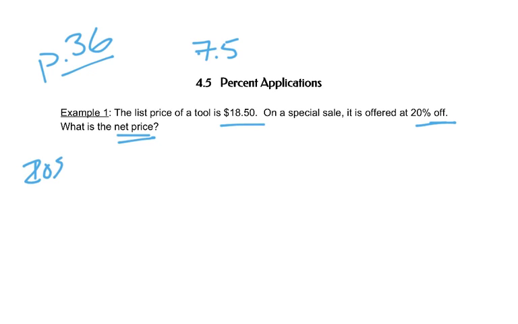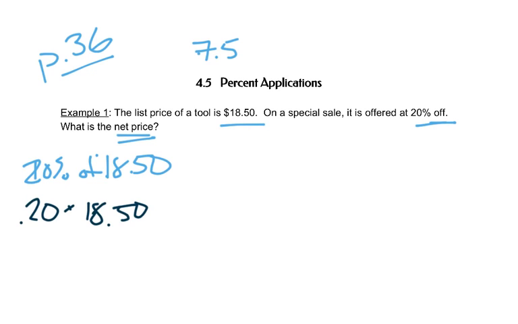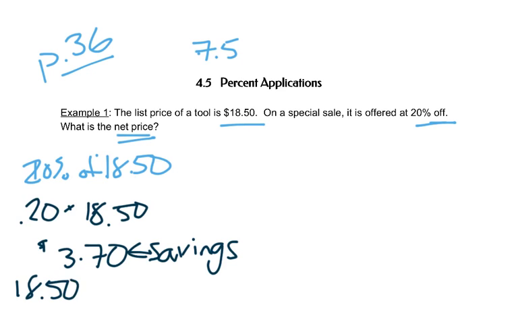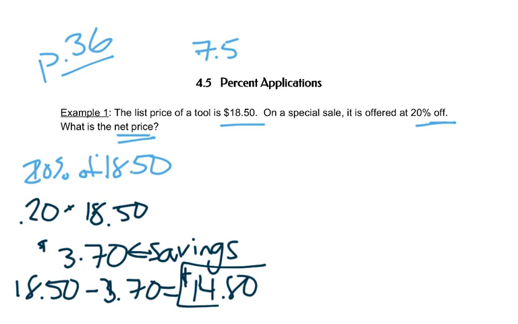The first way is to take 20% of $18.50. So you would type in 0.20 times 18.50, and you would get 3.7 or 3.70. And that we need to recognize is our savings. So then we would take 18.50 minus 3.70. We would get 14.80 as our sale price.